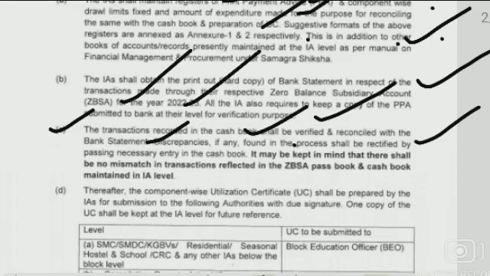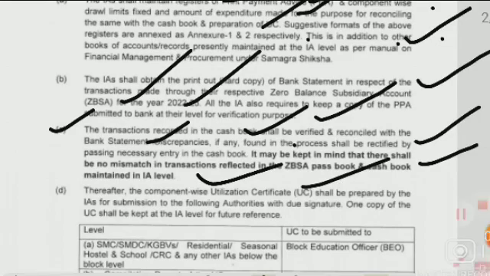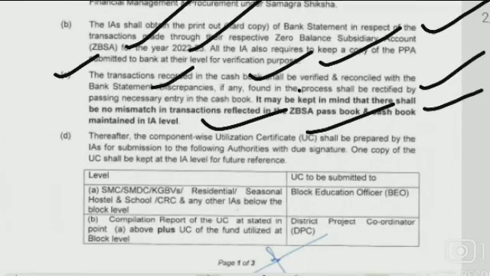It may be kept in mind that there shall be no mismatch in transactions reflected in the ZBSA, or zero balance account, passbook and the cash book maintained at the IA level. So you have to be very careful. No discrepancy should be there, no difference should be there between the bank statement you collected from the bank and the cash book you have maintained at your level.